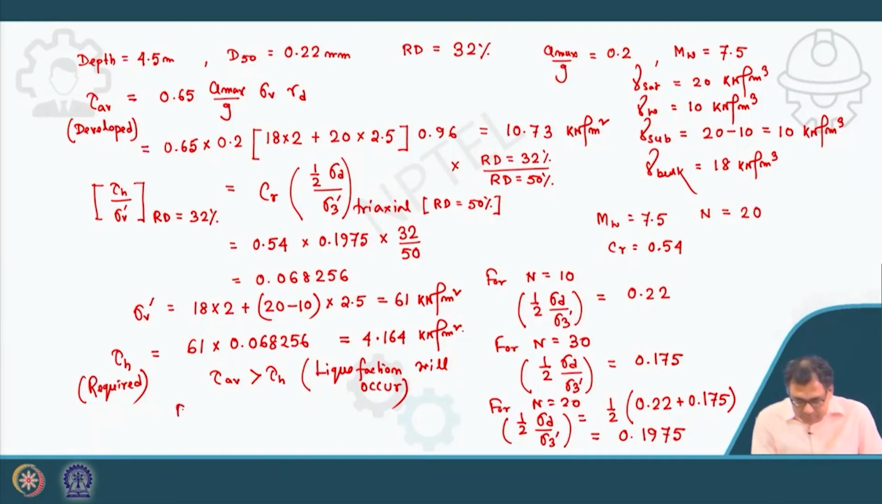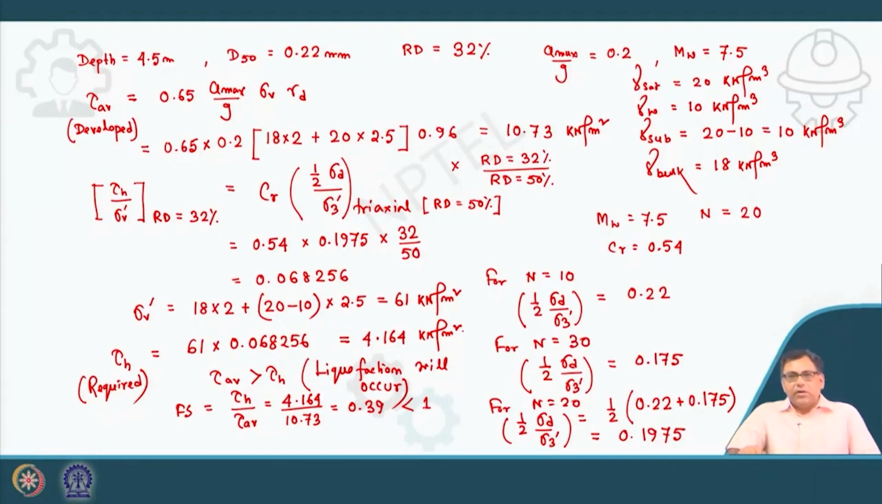Or you can get the factor of safety also, that is nothing but tau A, which is the resistance or the requirement, divided by tau average, which is 4.164 divided by 10.73. So this is 0.39, which is also less than 1. So liquefaction will occur. Clear? Now I will do it for another depth, that is a depth of 9 meter.